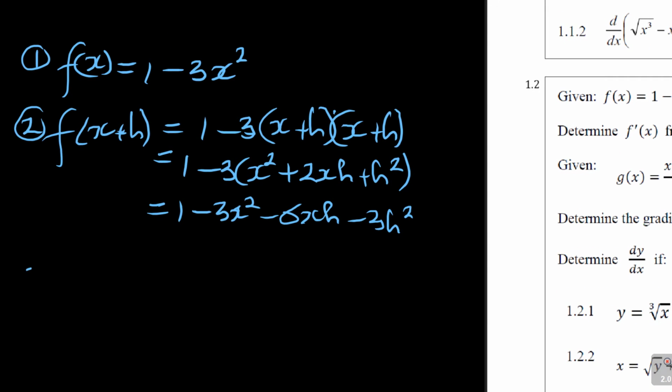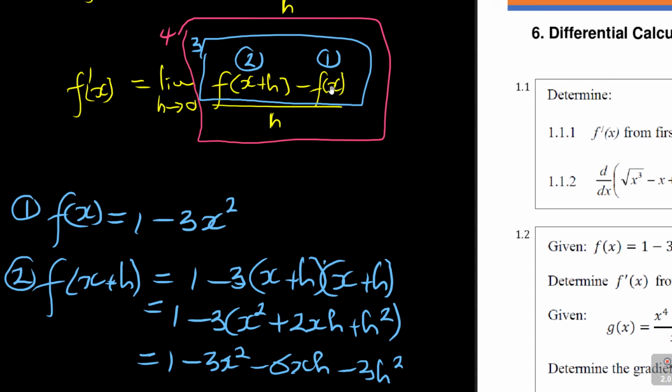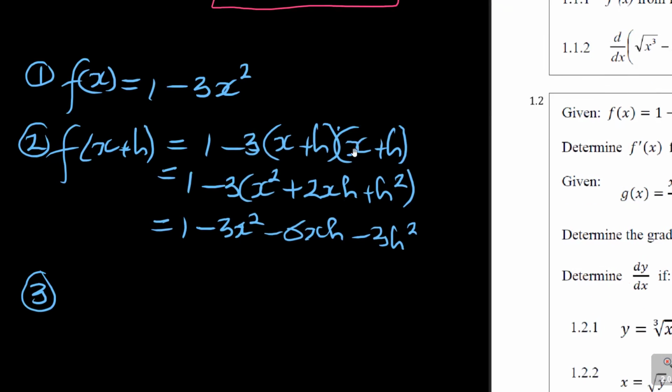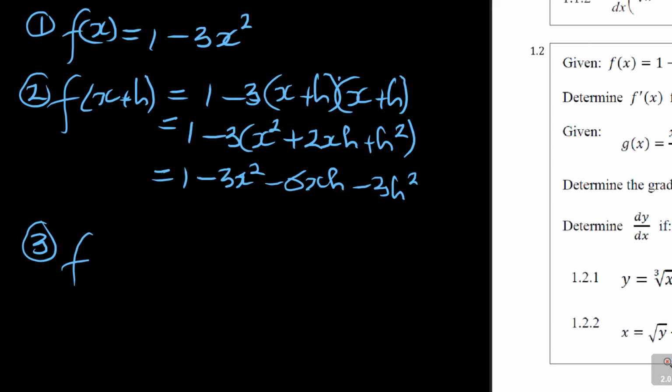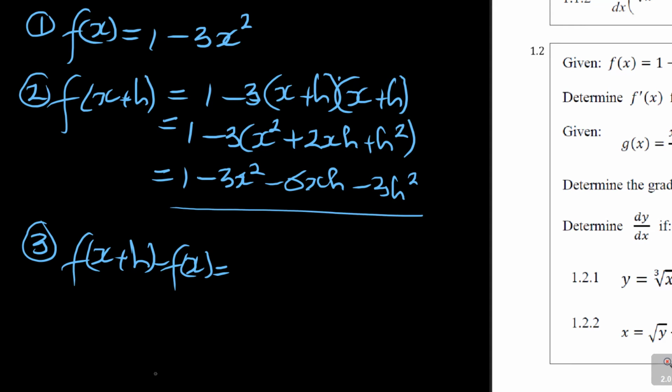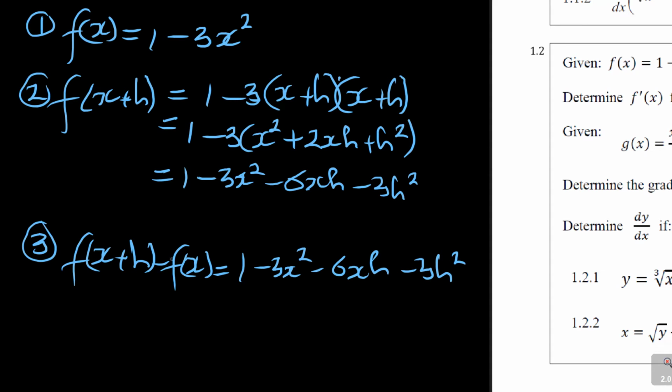Number 3 is what? You are subtracting the top. This minus this, 2 minus 1. So you write it as f of x plus h minus f of x, which is equal to, now, f of x plus h is that one, which is 1 minus 3x squared minus 6xh minus 3h squared. Right, and then they are saying this.